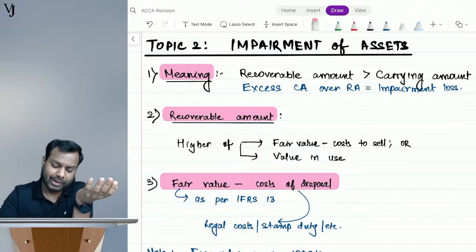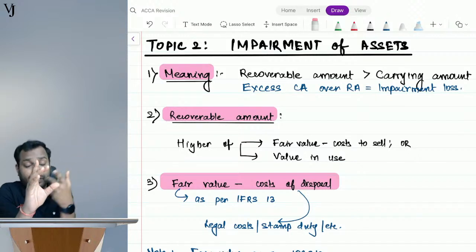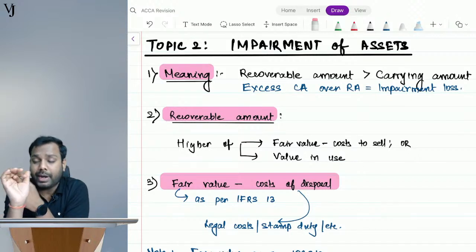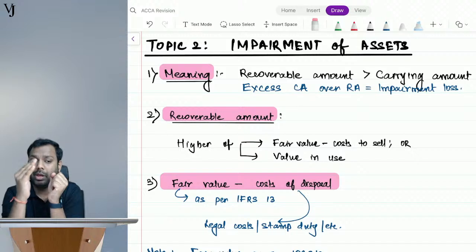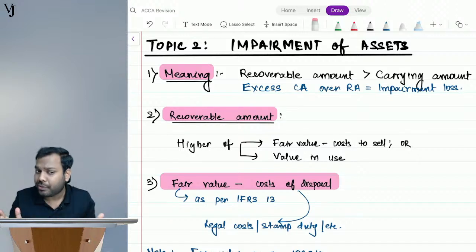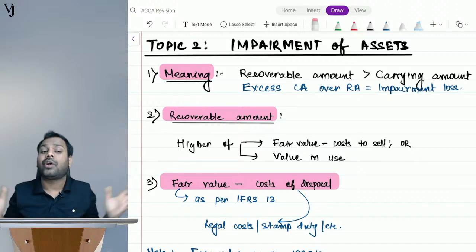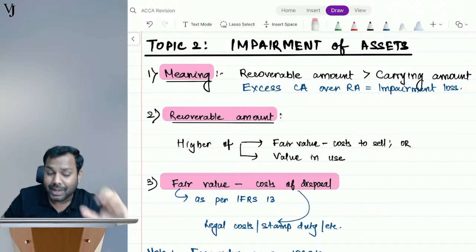Basically, understand the recognition principle for all non-current assets, whether it is property, plant and equipment, an intangible asset, or investment property. The recognition principle is that future economic benefits are probable. What if future economic benefits are not there? I will de-recognize the asset.